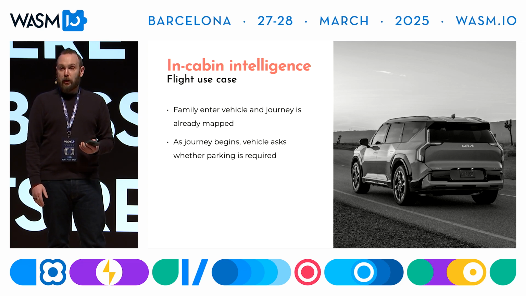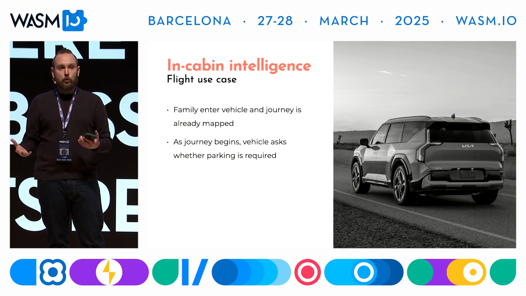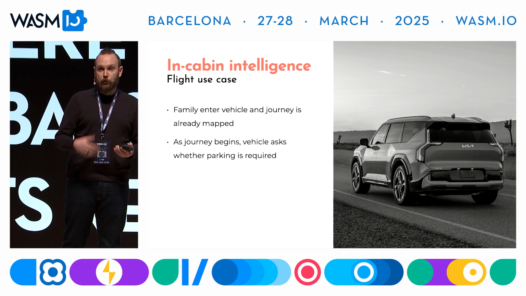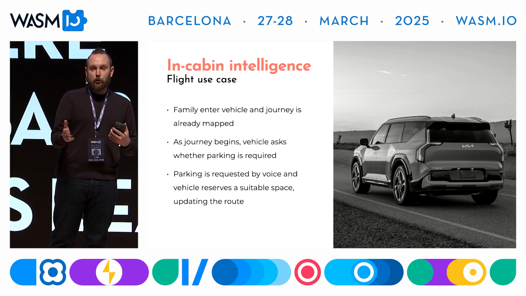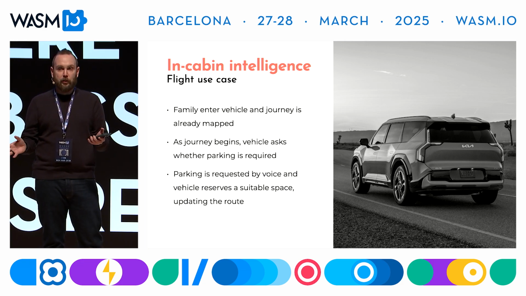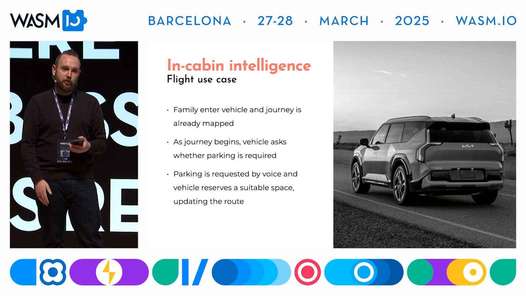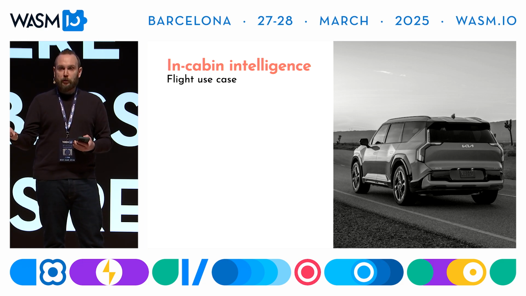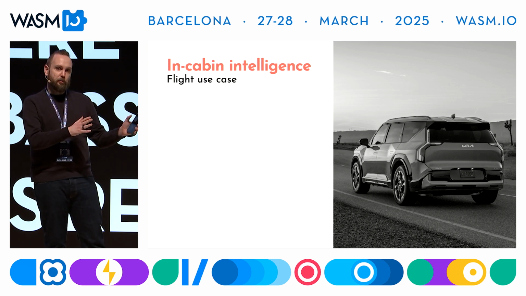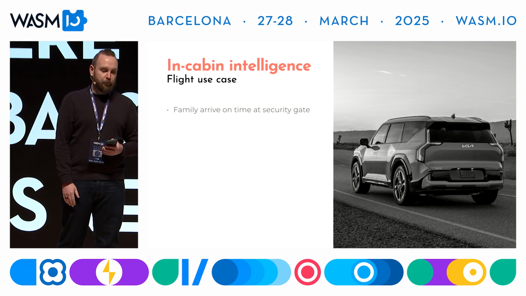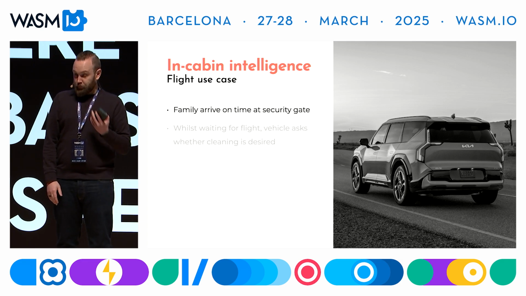As the journey begins, the vehicle asks whether you have parking reserved at the airport. You can use voice interactions. We don't want drivers tapping screens or messing around with anything, so you can use voice interaction to speak to the vehicle and say, actually, I do need parking, can you reserve it? It reserves a parking space for you. Again, with the agentic interaction. It knows how to pay for it because it's got a wallet capability built in, and it learns what you need from your parking. Then it does a little bit of rerouting as well because a parking space may not be close to the departure lounge. The family arrive on time.